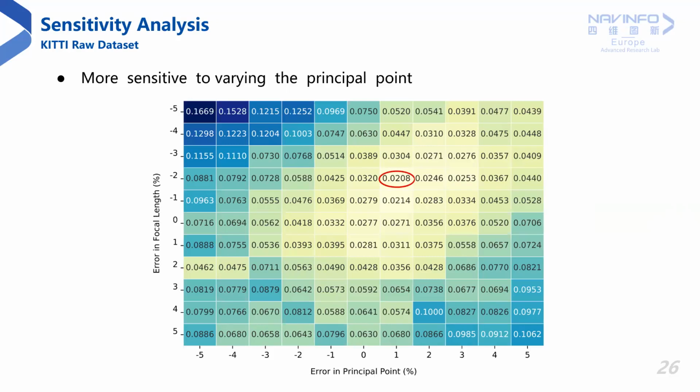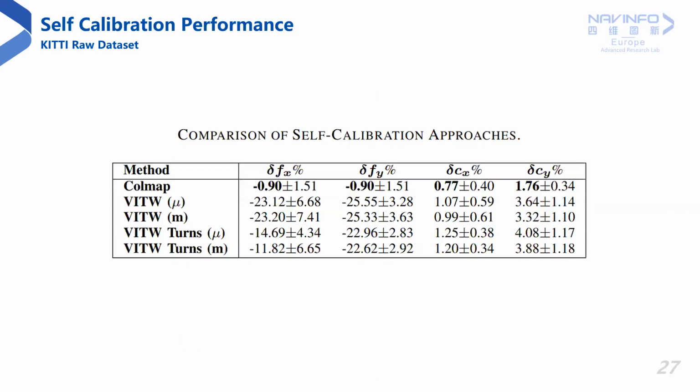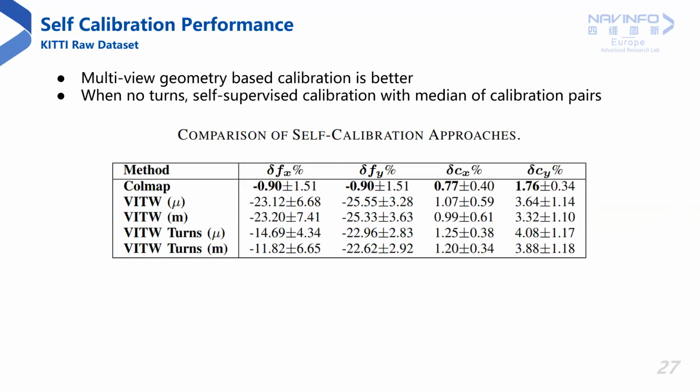Noting this, we analyze the primary steps of crowdsourced mapping, namely self-calibration and depth and egomotion estimation. First, comparing the multi-view geometry-based self-calibration through CalibMap to the self-supervised calibration using videos in the wild, we note that CalibMap performs better. However, when the turns are not present, for example in sequence 4 of KITTI, median camera parameters predicted by the network may be used instead.